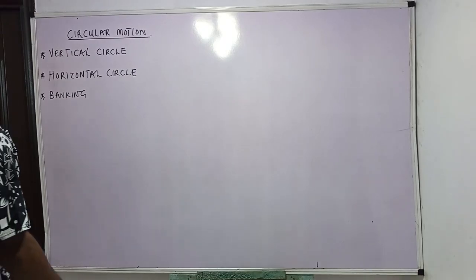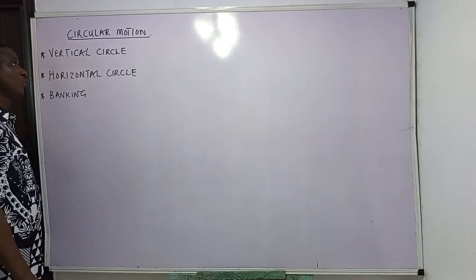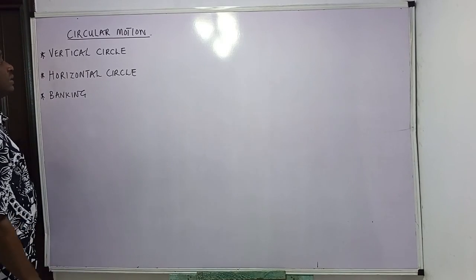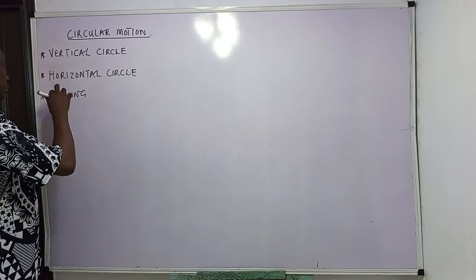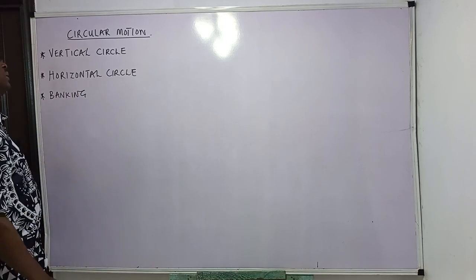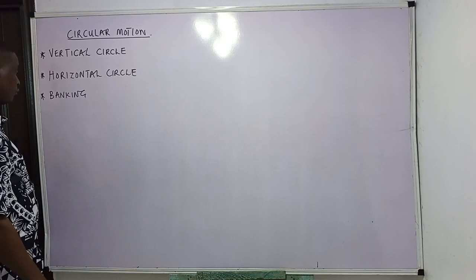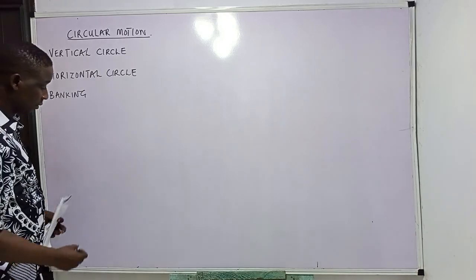Hello guys, we want to enter part 2 of circular motion. This aspect we want to be looking at is the vertical circle. We are also going to be discussing a horizontal circle, and we are going to be looking at banking.